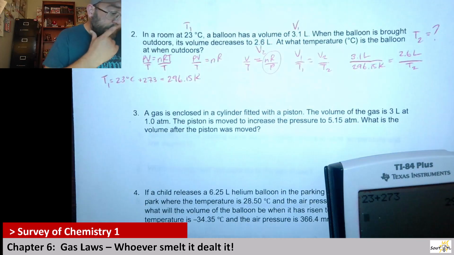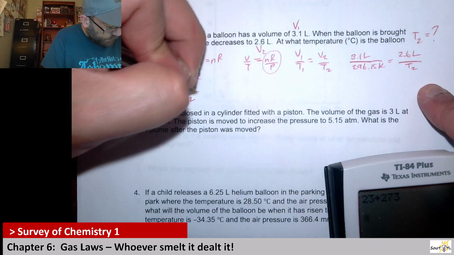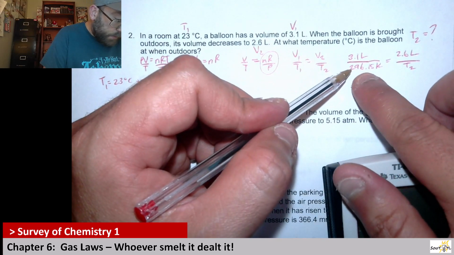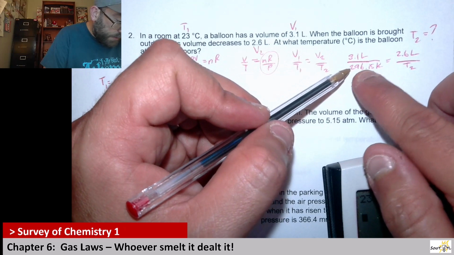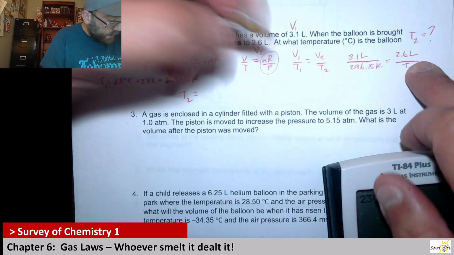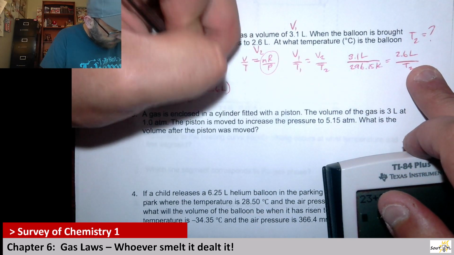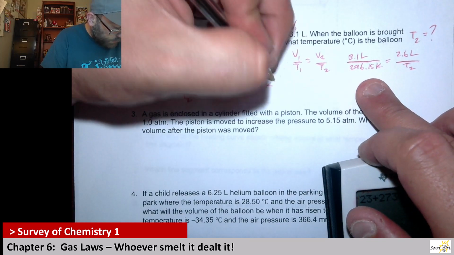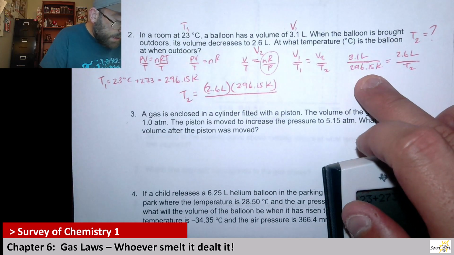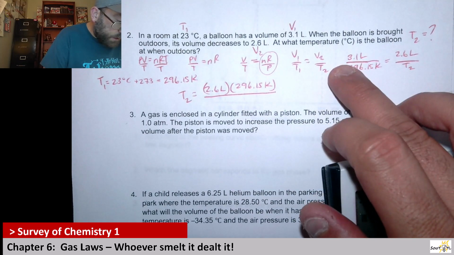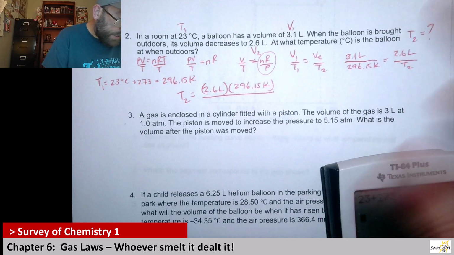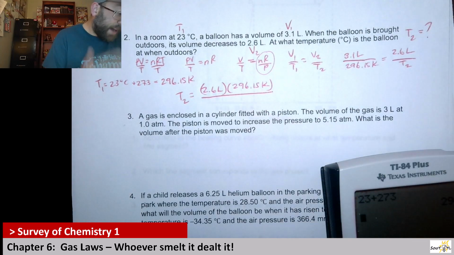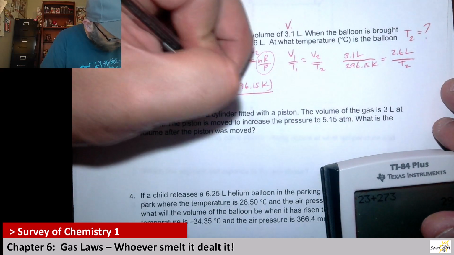All right, so really what this means is T2 is going to be equal to... multiply both sides by T2. So what I'd have to do is multiply both sides by that. So I would get the 2.6 liters times the denominator here, 296.15 Kelvin, and then this would be over here by itself. Then I would multiply the T2 on both sides and get rid of T2 on that side, and I'd get 3.1 liters times T2. And then I'd divide both sides by 3.1 liters.